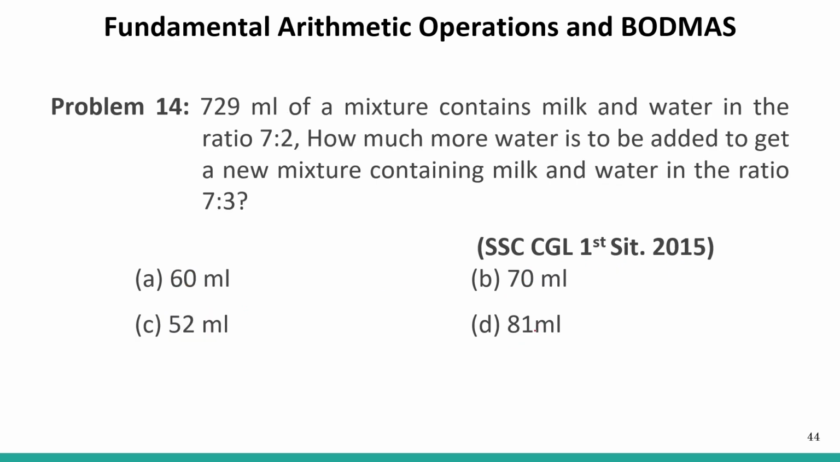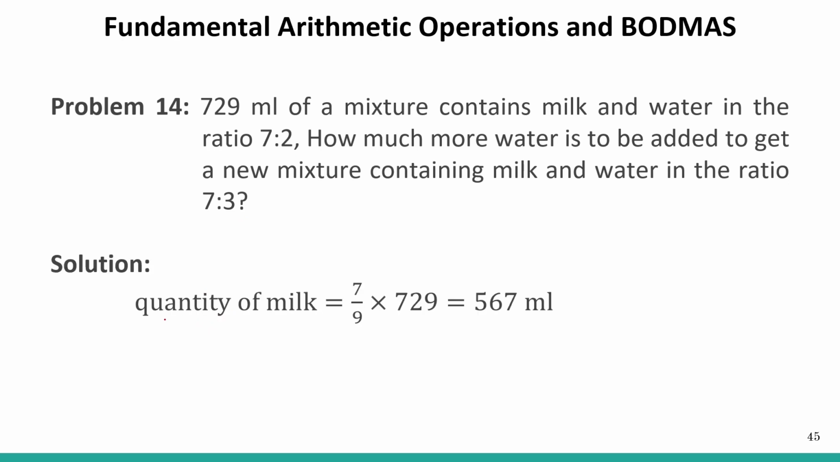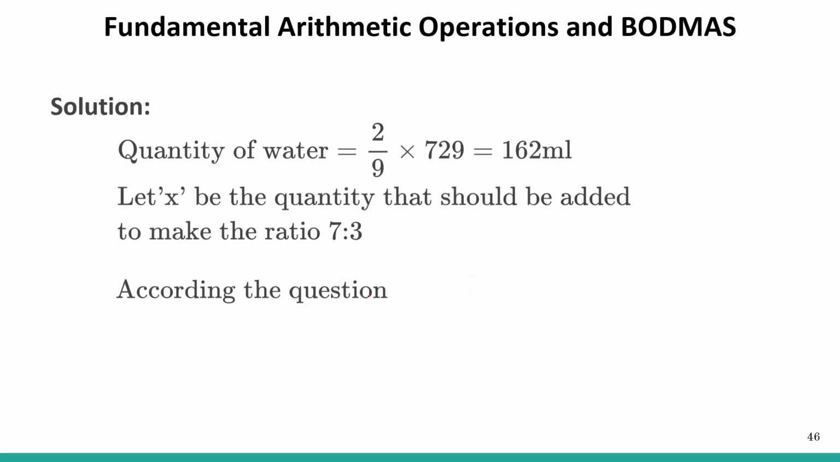Okay, so let's see problem number 14. 729 ml of a mixture contains milk and water in the ratio 7:2. So how much more water is to be added to get a new mixture containing milk and water in the ratio 7:3? So let's see the solution. So quantity of milk is equal to 7/9 into 729. That will be 567 milliliters. Okay. So quantity of water will be 2/9 into 729, that is 162 milliliters.